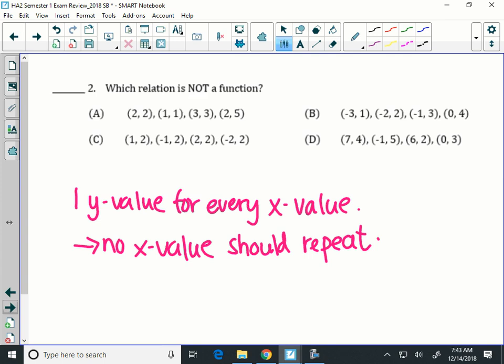So we want not a function. If I'm looking for ones that are not a function, I want to see which x values do repeat. It looks like this first one might be our not a function here. I have the x value of 2. It shows up twice, and there are 2 different y values for that x value. So that means that A is not a function. If I look at every other set of ordered pairs here, every x value is different, which means that those all represent functions.